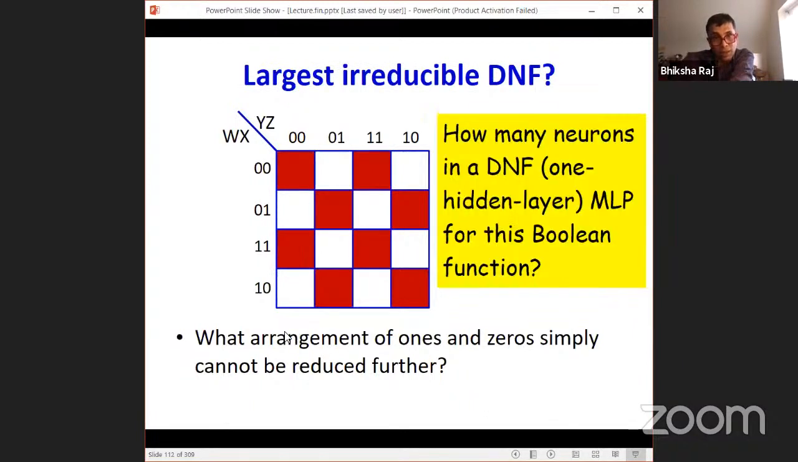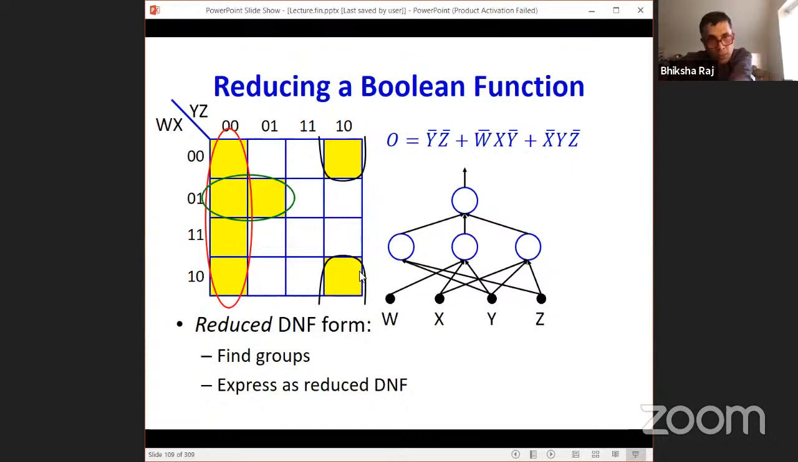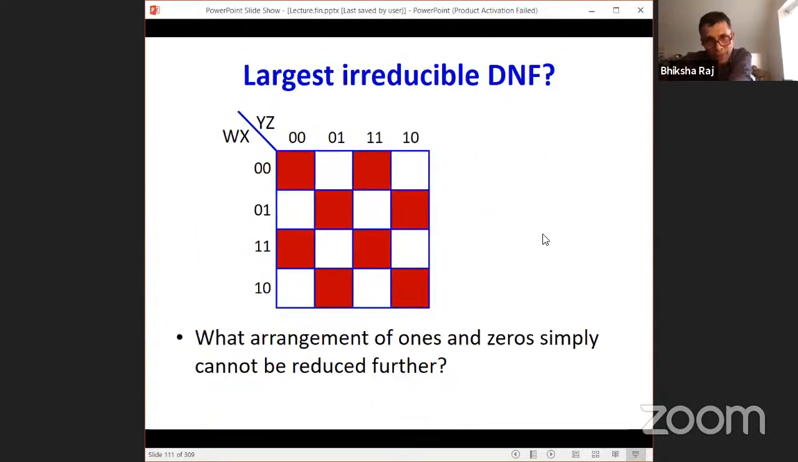And so how many hidden neurons would I need in a one hidden layer MLP for this function? Anyone? 8, right? Because I'm going to need one for each clause. And so this one is going to require 8. I'm going to need one neuron for each input pattern for which the output is going to be 1. Just like we had 3 groups here, so we had 3 neurons here, right?